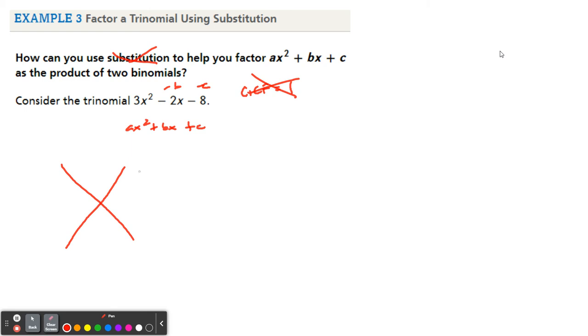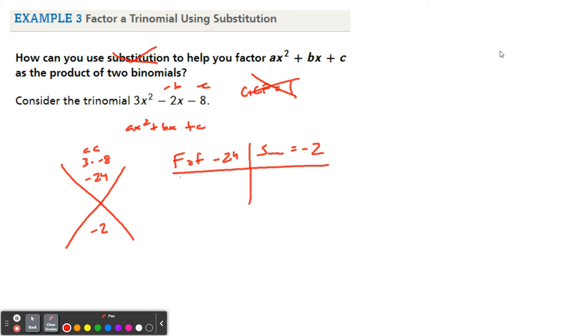Okay, but we looked at it, right? Bummer. So multiply a times c, right? 3 times negative 8 is negative 24. So still a 24, but now it's a negative 24. And your b value is a negative 2, right? And we're looking for these two things. All right, so we need our factors of negative 24 that have a sum equal to negative 2.